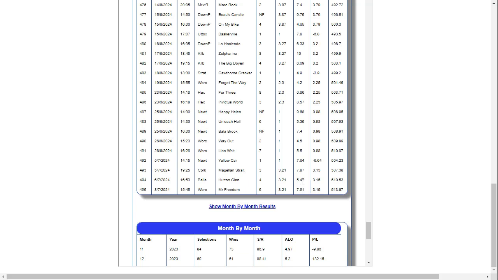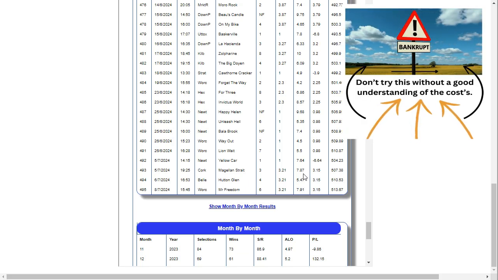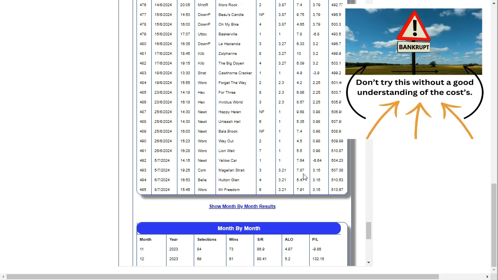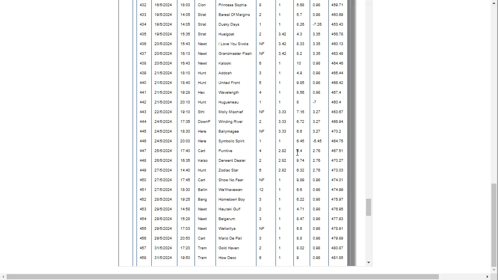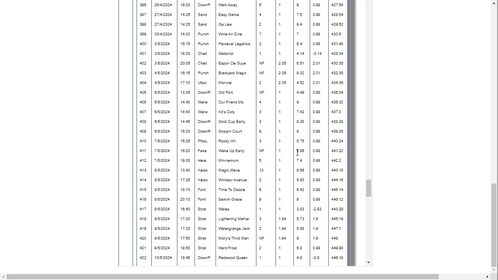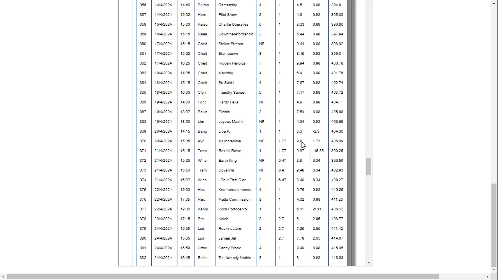Now, it is a recovery system, and I wouldn't for one moment tell you to use a recovery system without having a really good understanding of how they work, the cost of it, and how it could run into more money. And I want to show you that in a place where you can see it. So here's a classic example where it can get more costly, and you need to understand that.